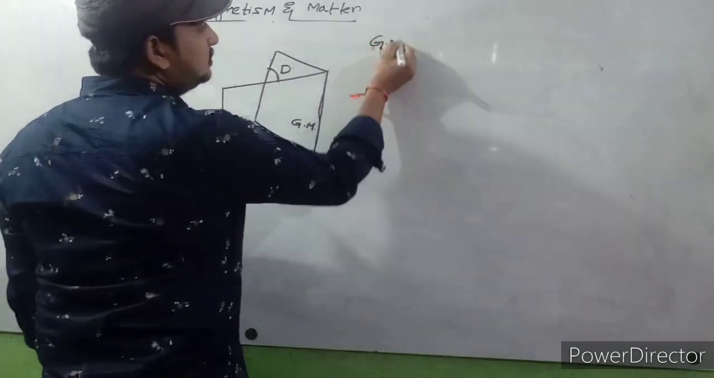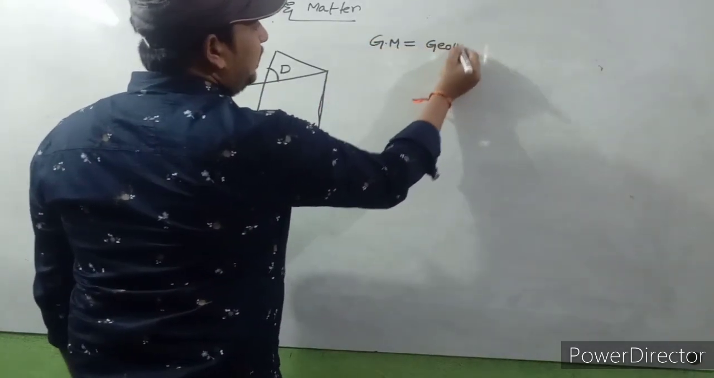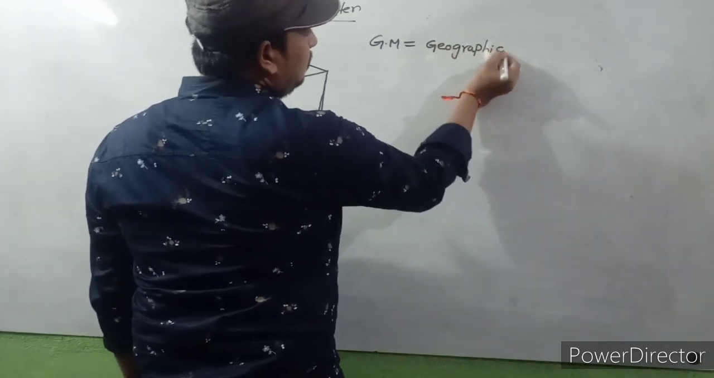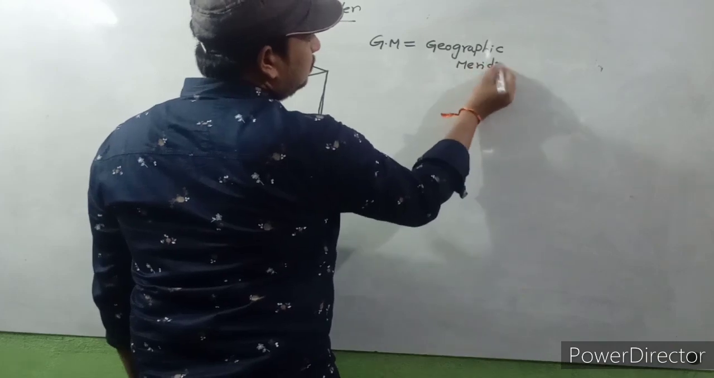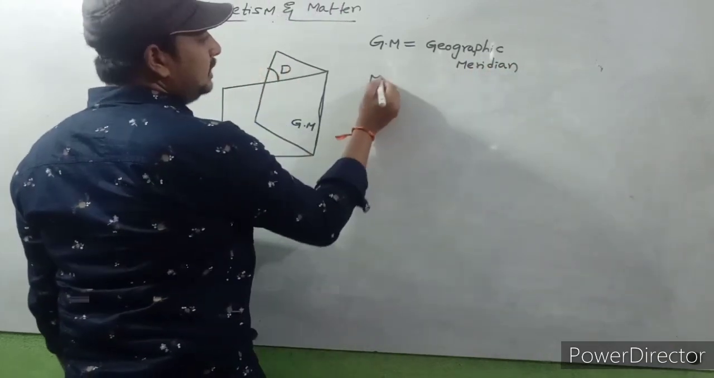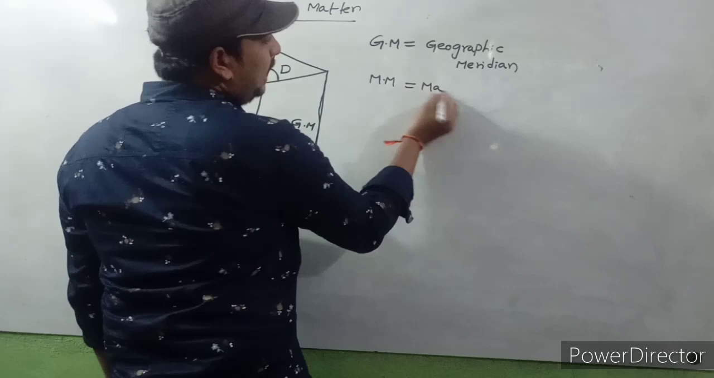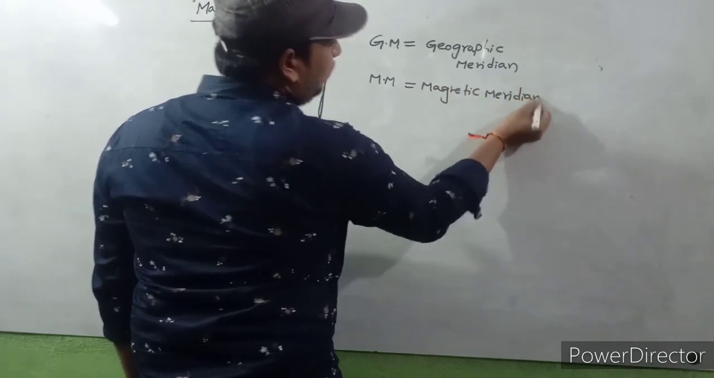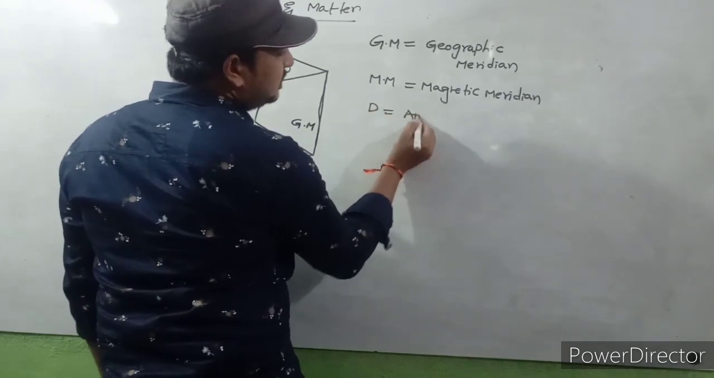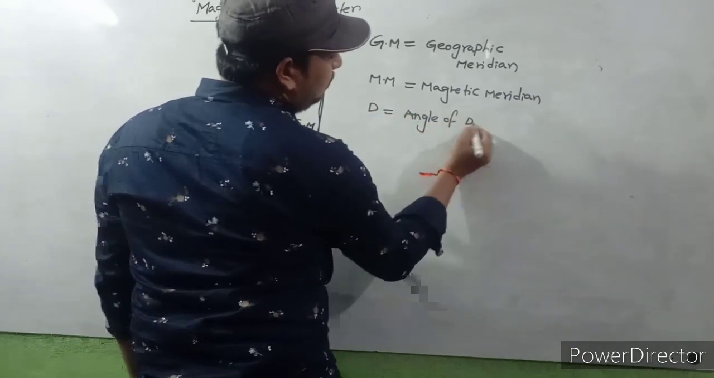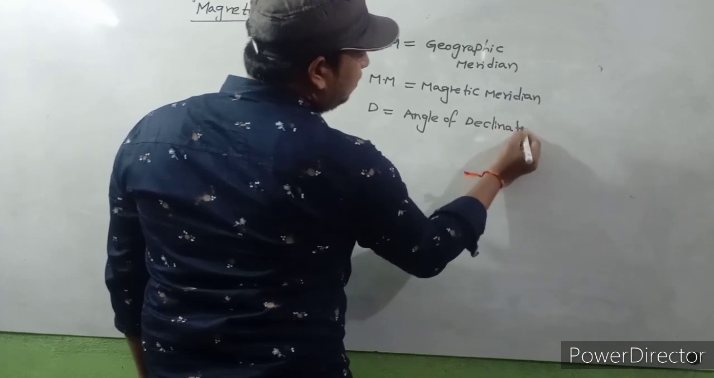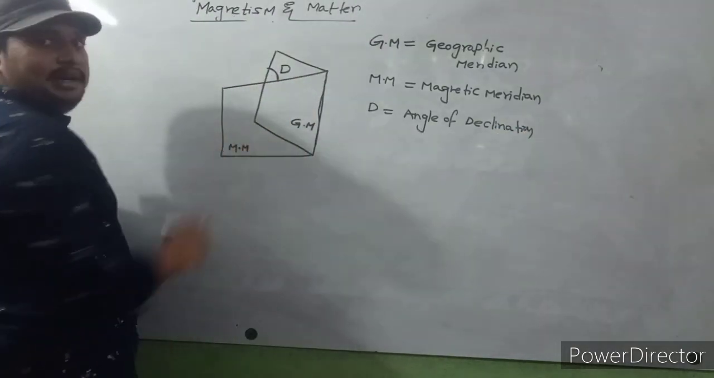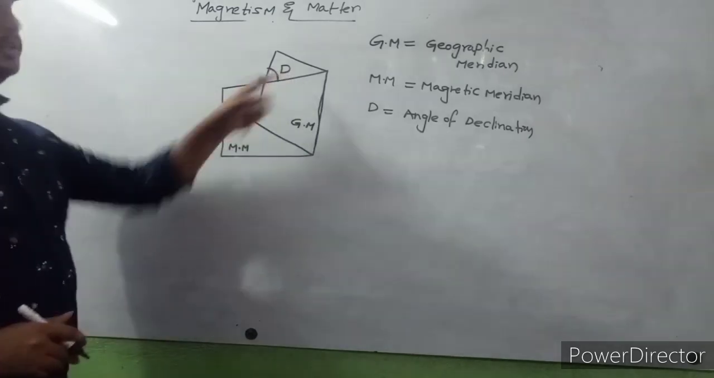Here GM means geographic meridian. Next, MM means magnetic meridian. D means angle of declination. Observe here, D is the angle between the geographic meridian and the magnetic meridian. Am I right?